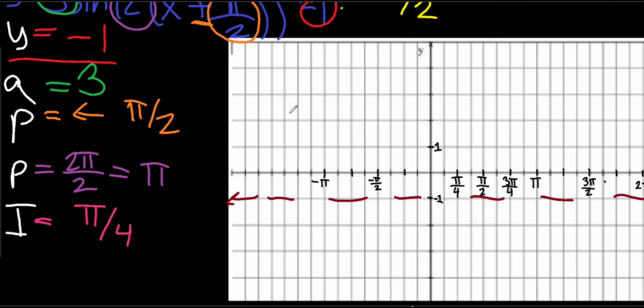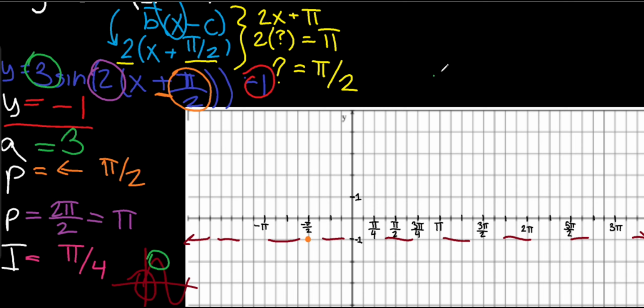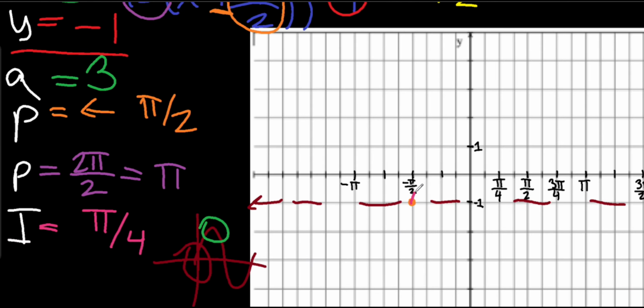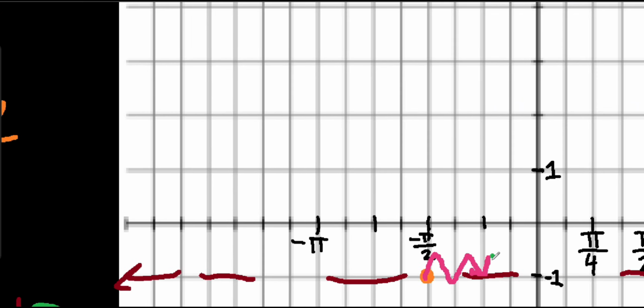Okay, our second point is a maximum. And it's going to be pi over 4, which I got from the increment, away from our first point. So I'm going to go right pi over 4, and then I'm going to use our amplitude, and I'm going to go up 3, so up by the amplitude, because it's a maximum. So our next point will be at -pi over 4, 2.